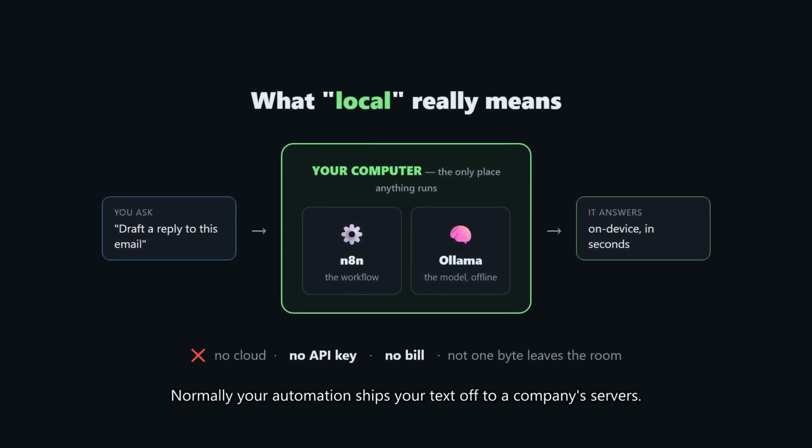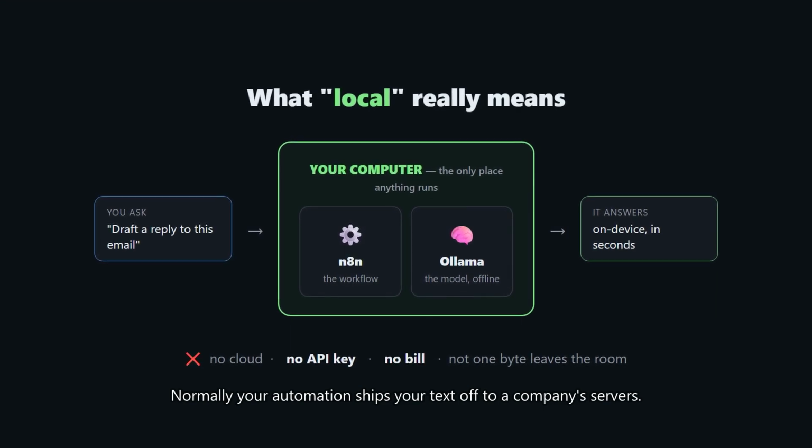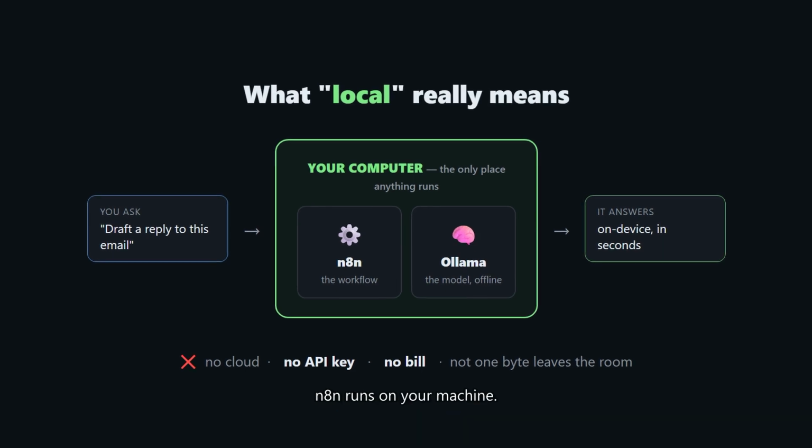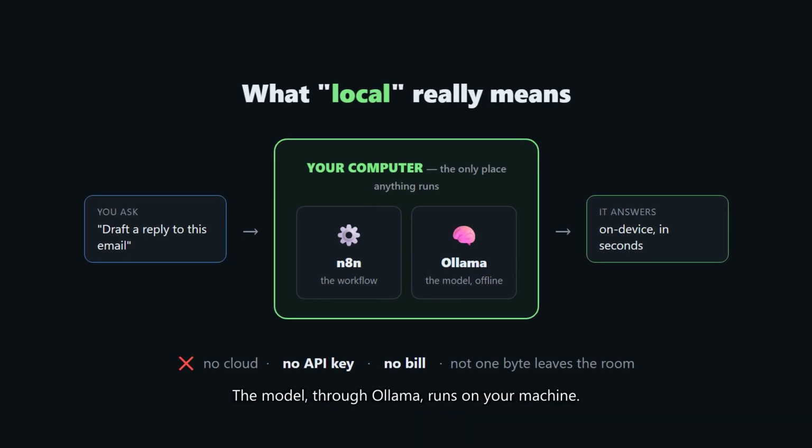Normally your automation ships your text off to a company's servers. Here, nothing leaves. n8n runs on your machine. The model, through Ollama, runs on your machine. You ask a question, the answer is computed right here and comes back in seconds. No account, no API key, no per message bill, and your data never touches someone else's cloud. For anything private, customer emails, contracts, notes, that's not a nice to have, it's the only safe way.